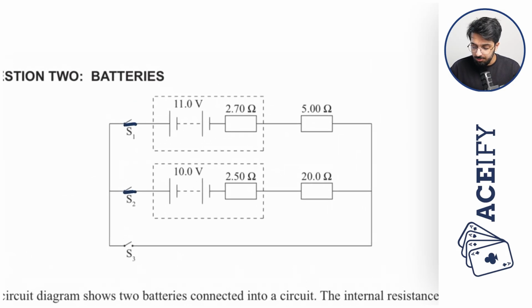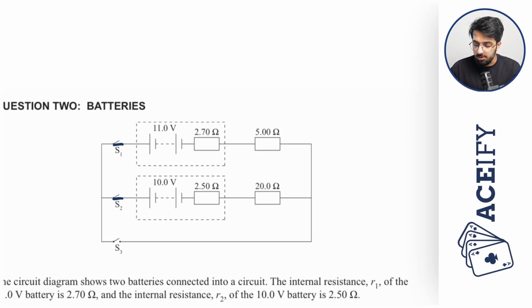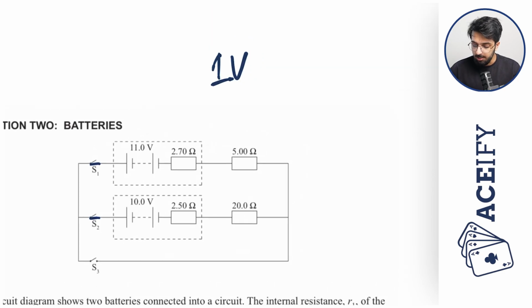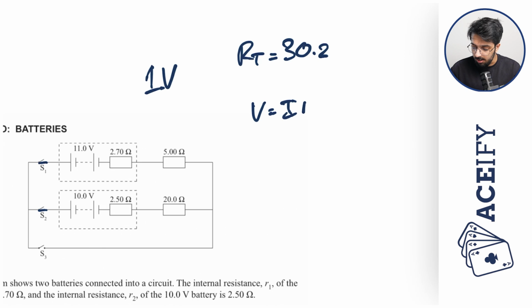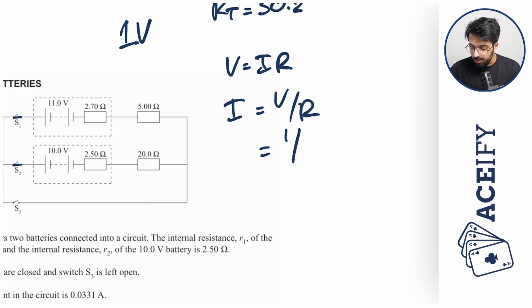Another way in which we can solve this is we can see that we have an 11 volt and a 10 volt opposing each other, okay? And so therefore the total EMF is going to be 1 volt in the circuit, okay? We see that over here, okay? And then we can simply calculate the total resistance in the circuit, and that's going to be equal to 30.2. And we can say that V is equal to IR, and therefore I is equal to V all over R. And so therefore 1 divided by 30.2 is equal to 0.0331 amps.